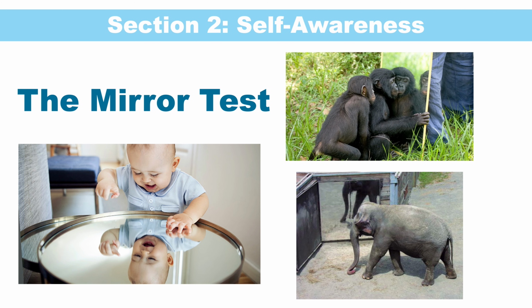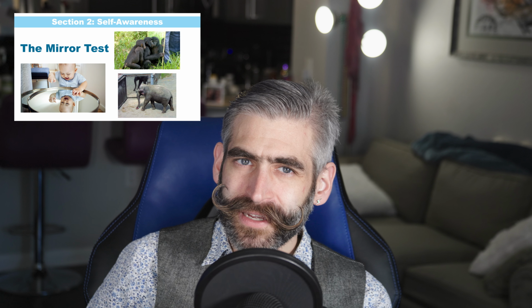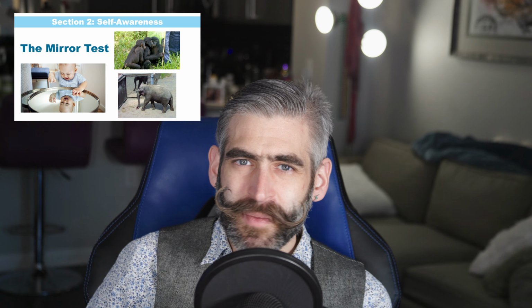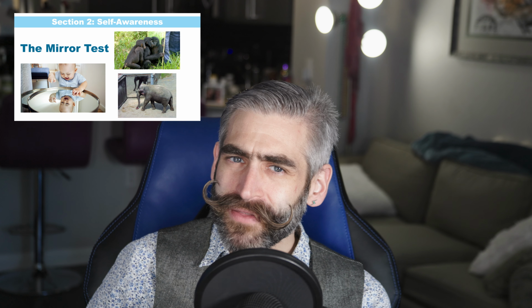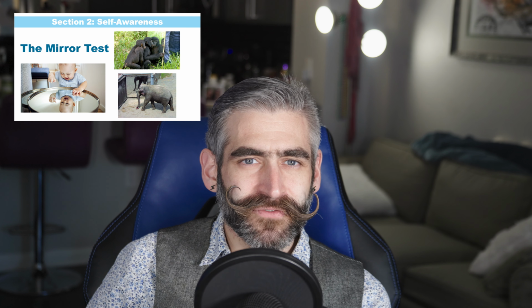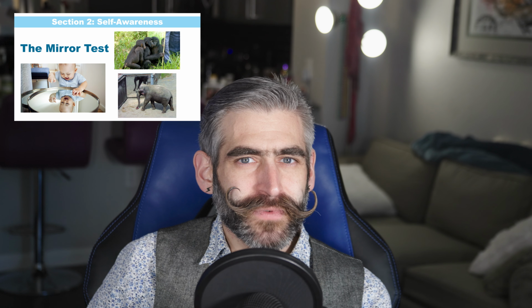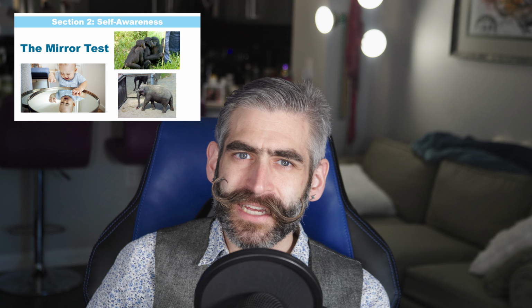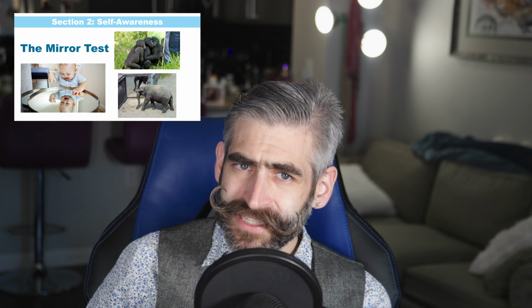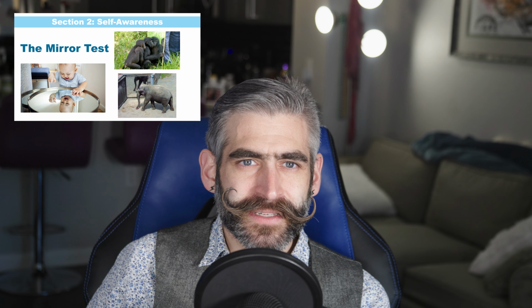Another famous way to test for self-awareness is called the mirror test, also called the mark test. Here's how it works. A small mark is placed on an individual's face, maybe a dab of lipstick or a spot of paint, without them knowing it. Then they're placed in front of a mirror. If the individual reaches up to touch the mark on their own face, it shows they recognize the reflection as themselves, a clear sign of self-awareness.